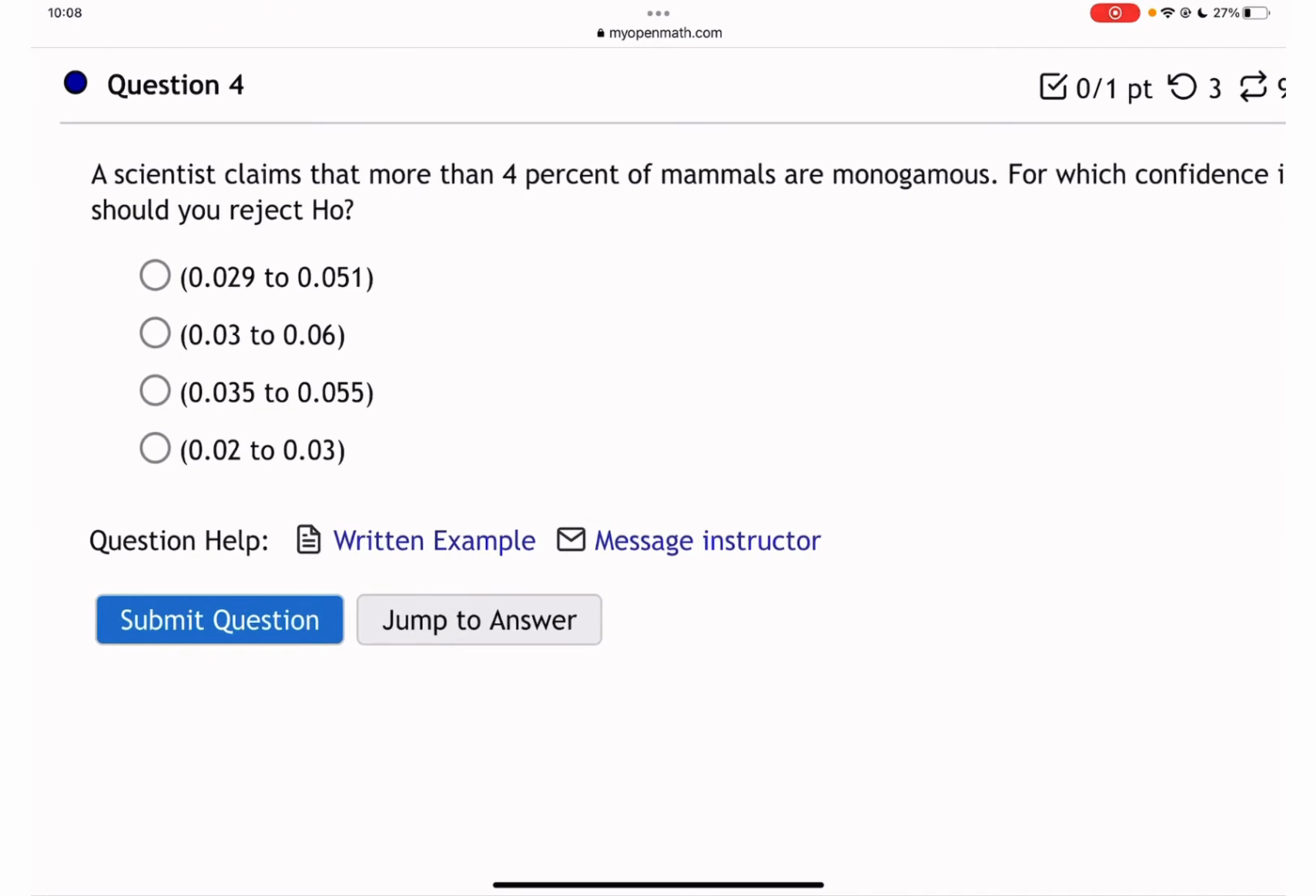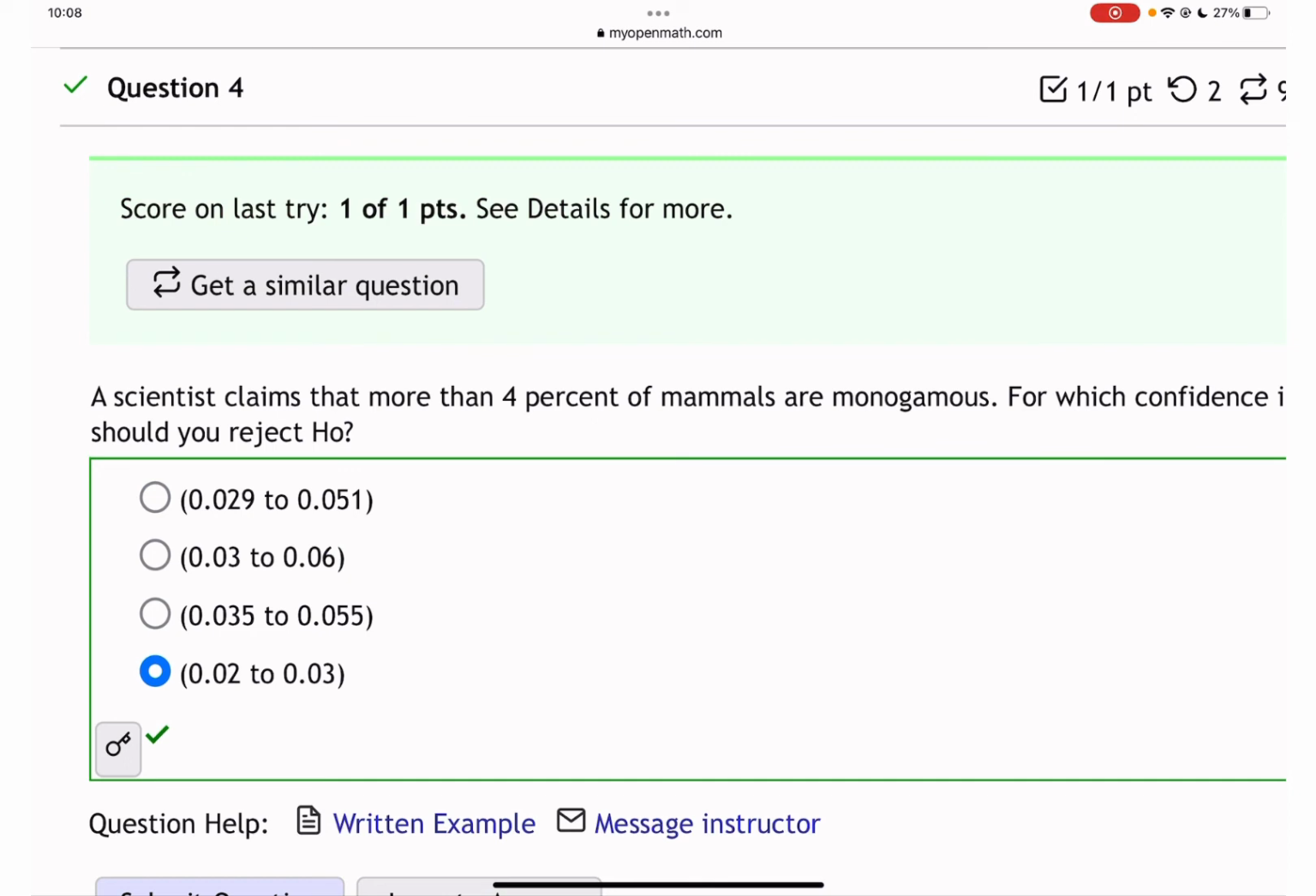So the first one, 0.029, fits, but 0.051. What I'm looking at, the low boundary fits, it's less than 4%, but the upper boundary, it's only this one. The rest are 5.5%, 6%, 5.1%. Therefore, the answer is going to be the last one, 0.02, 0.03. Bingo. Okay, I'm done with 8.2, and I'll move to record 8.3.